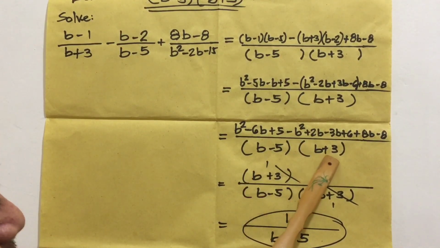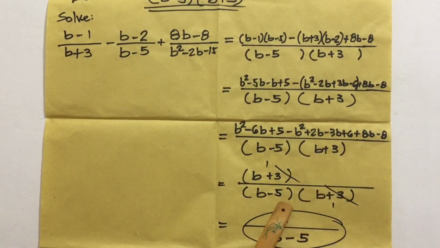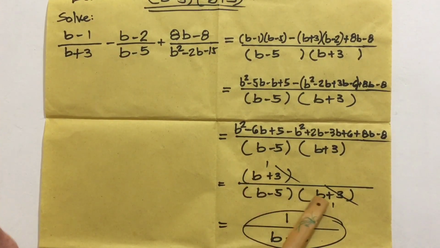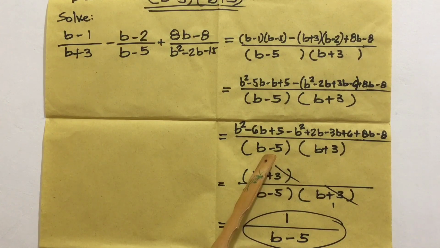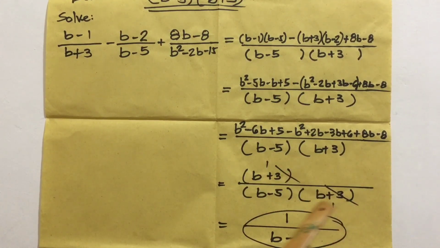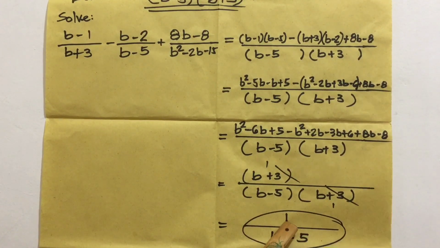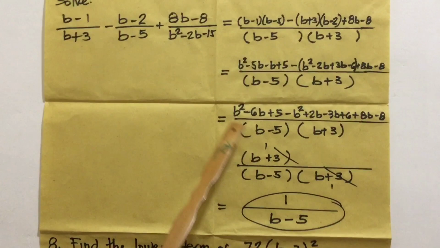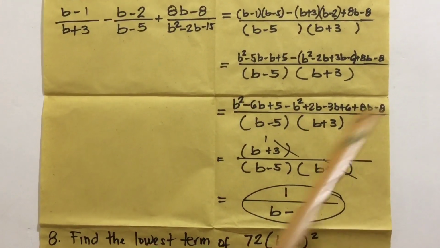And b minus 5 times b plus 3, copy. Then you have to cancel the same numerator and denominator. And we put 1 here. Once we cancel, so 1, our answer for the numerator, and the remaining denominator is b minus 5. What you have to do here is combine like terms.